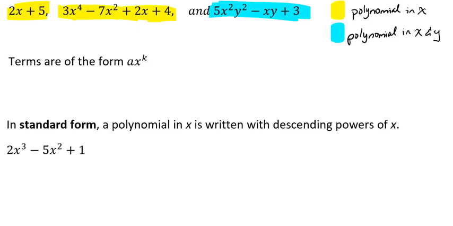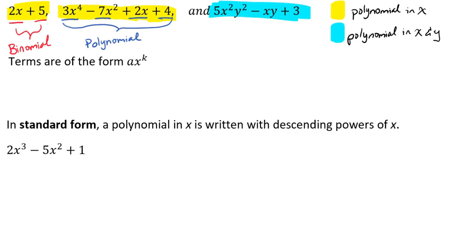The first one, 2x plus 5, is what we call a binomial because it is made up of two terms. Our second polynomial is what we just call a polynomial because it is made up of four terms, and we don't have a name for that we commonly use other than just polynomial. And our third one is a trinomial because it has three terms. Now, if I happen to have one that was just something like a 2x, we would call that a monomial because it is made up of just one term.